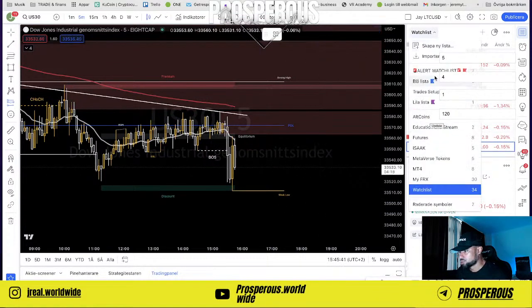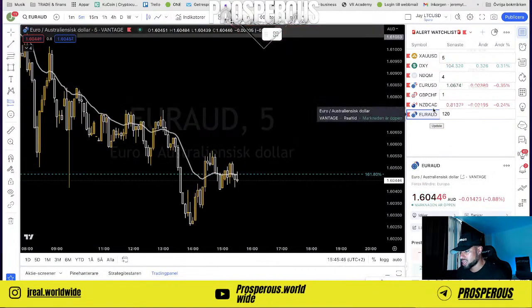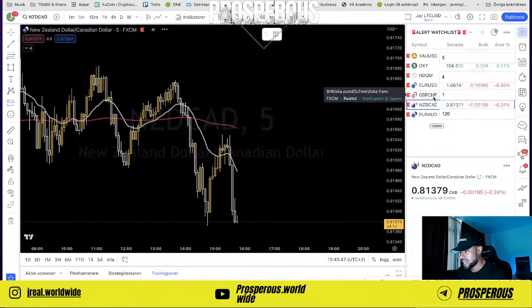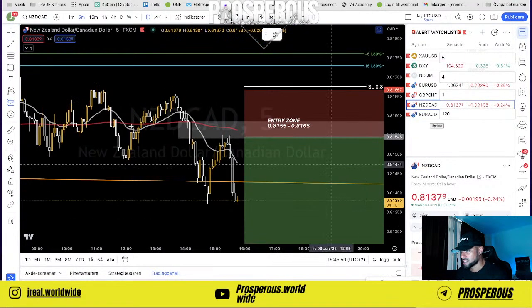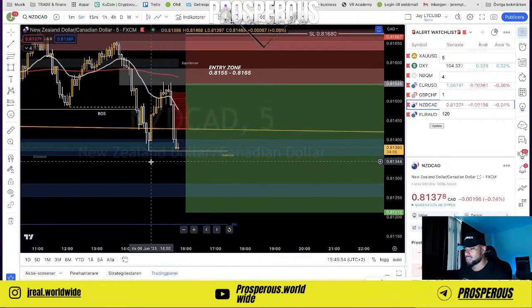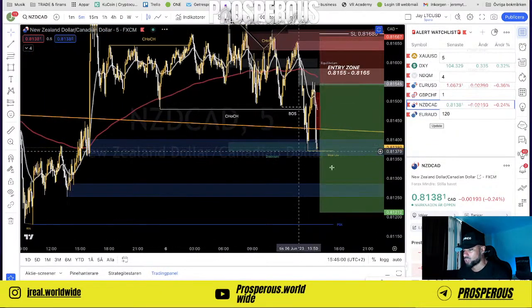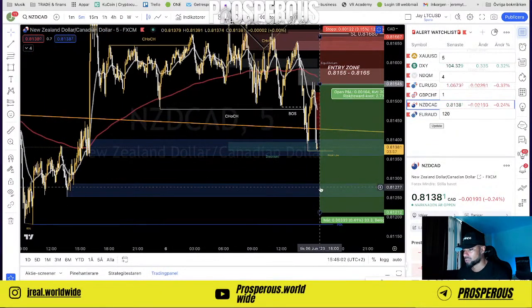Now let's get back to our watch list. Euro AUD, not much happening. NZD CAD is moving very nicely. This one we like. I hope anybody from y'all took this trade. We're in the buy block now, so we will see what happened with this if it reverses from here. But I'm looking for this one to run all the way down to this buy block at least.